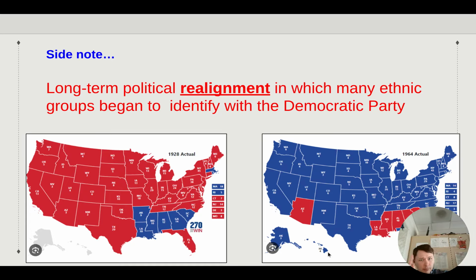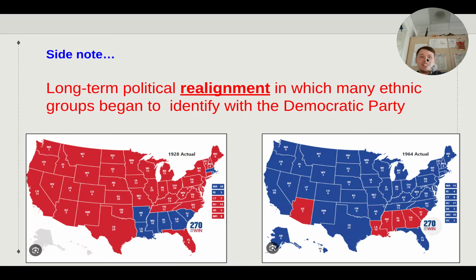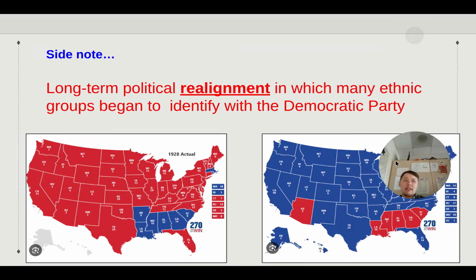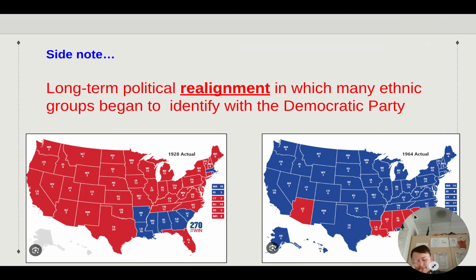Now, we're going to go into much more detail about the party switch, why it happened, how it happened. Some people don't even think it's real, but that's simply not historically accurate. It happened, as evidenced by the simple reality of the election of 1928, the election of 1964, and all the other elections that have happened since. Anyways.